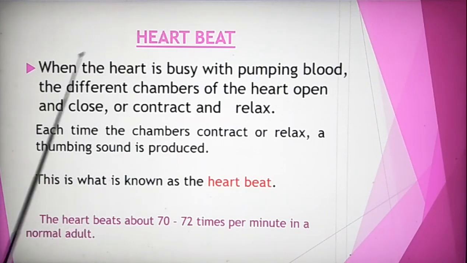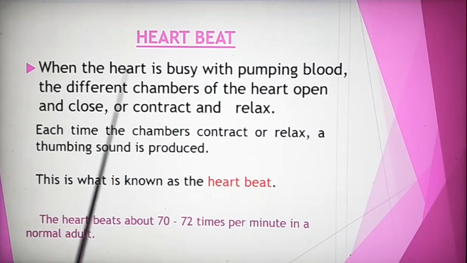One mark question. When the heart is busy pumping blood, the different chambers of the heart open and close, or contract and relax. Each time the chambers contract or relax, a thumping sound is produced. Both the atrium and the ventricles contract and relax. Each time, we can hear that thumping sound. That is known as what? Heartbeat. The heart beats about 70 to 72 times per minute in a normal adult. That means when we are at rest, the heart beats about 70 to 72 times per minute.